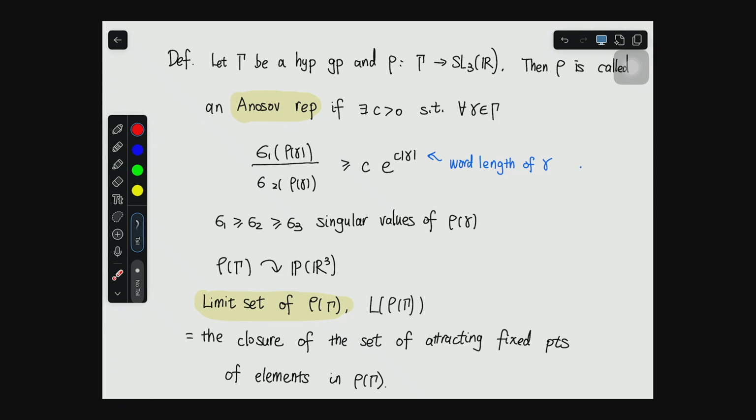To continue, we consider the action of this rho gamma on this PR3. The limit set of the group is the closure of the set of attracting fixed points of all the elements in the group. And so the main theorem I'm going to prove is this one.